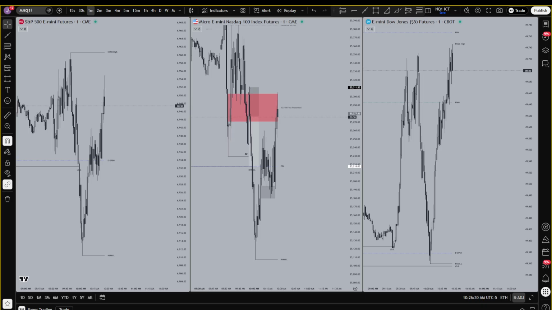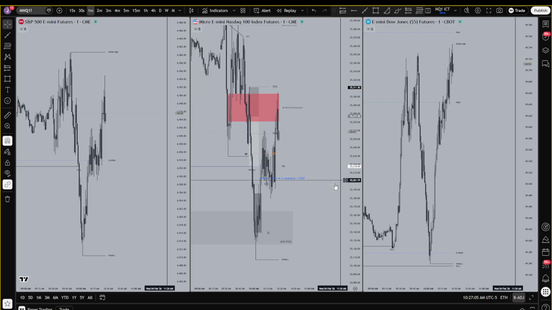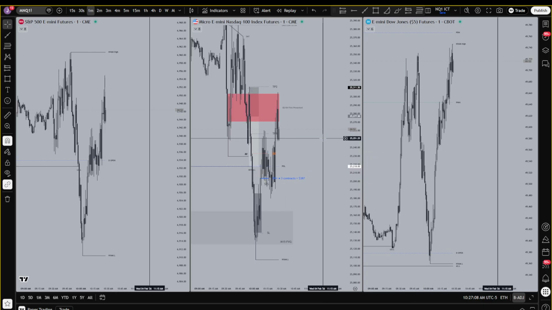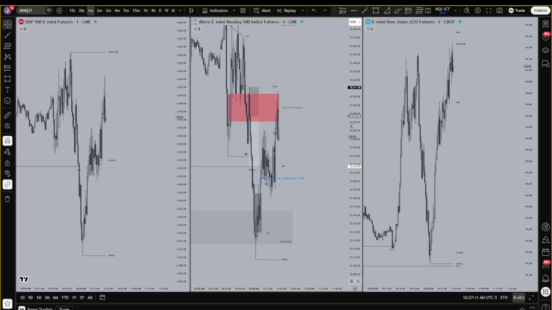That's twice the loss. All right. A 50-point stop. What is this shit?